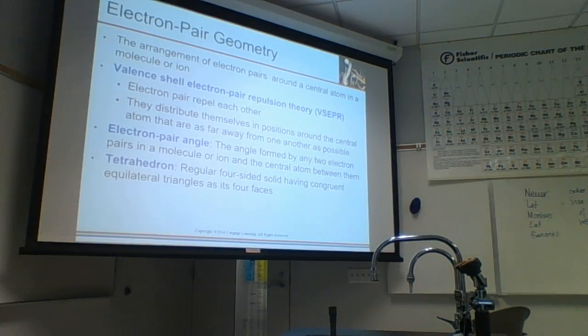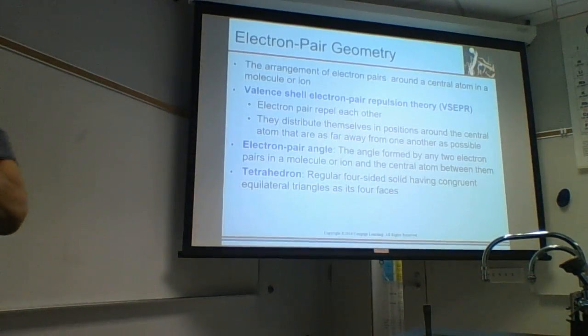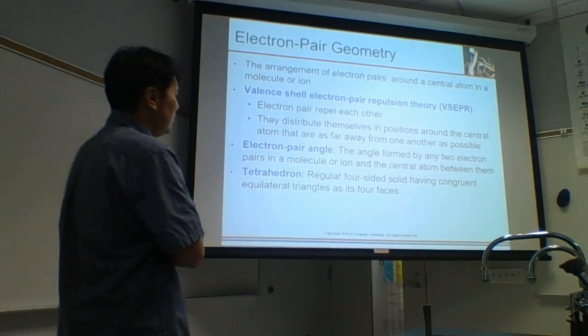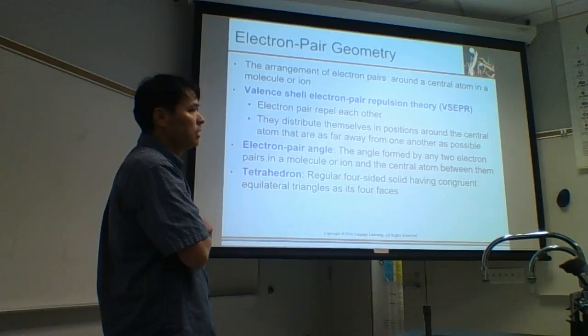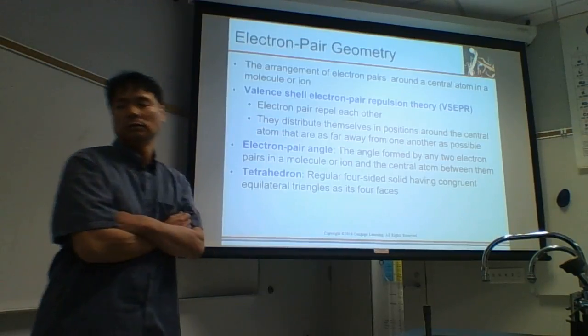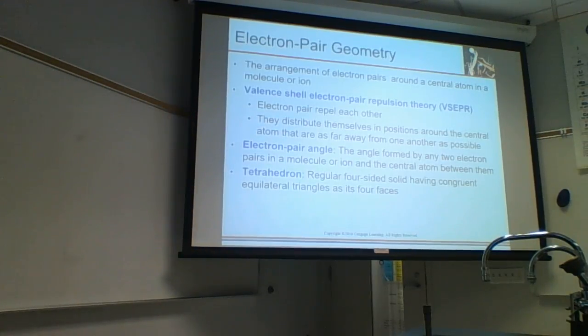All right, when we draw Lewis structures, we don't really care about the geometry. We don't pay attention to the angles and this or that type of stuff, unless we want to know the three-dimensional structure. If we want to know the three-dimensional structure of these, we can use Lewis structures to tell us what the geometry of this molecule or ion might be.